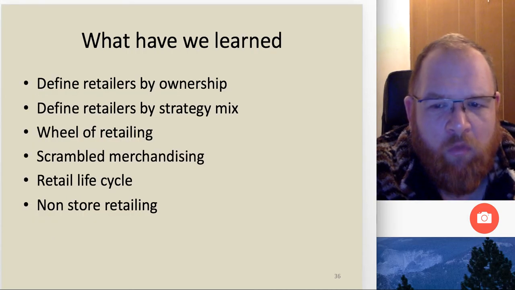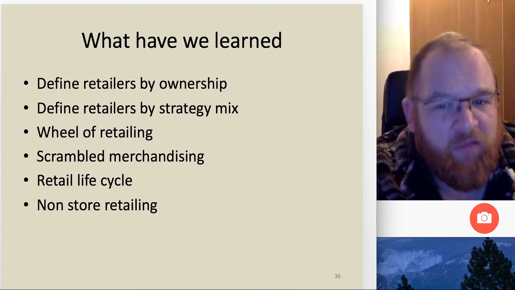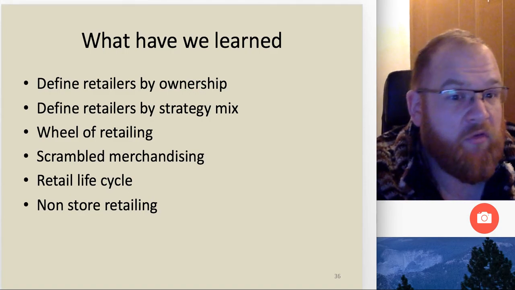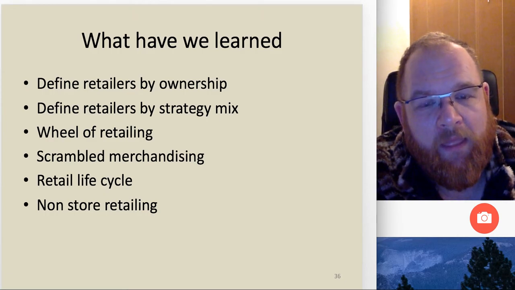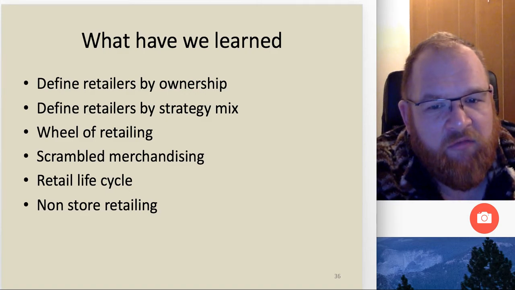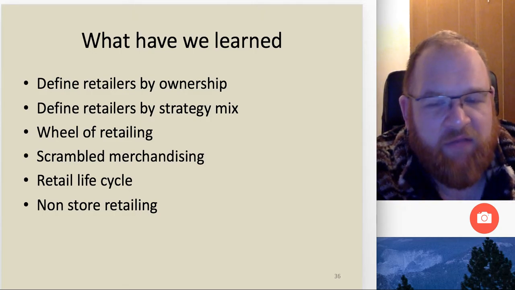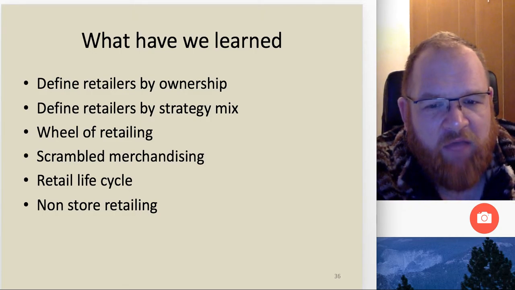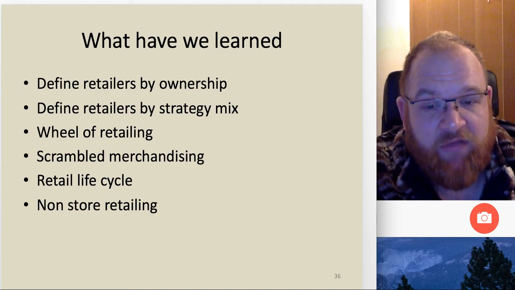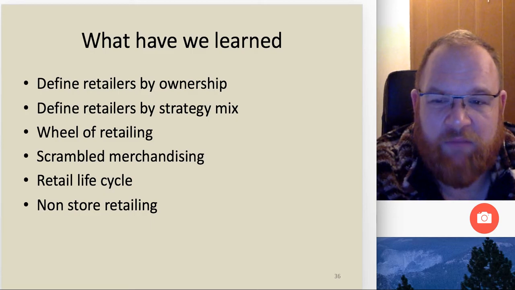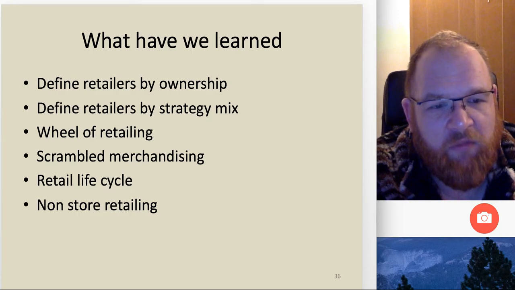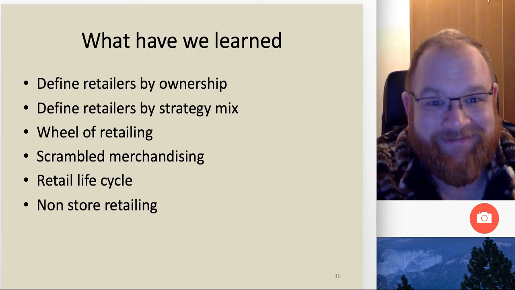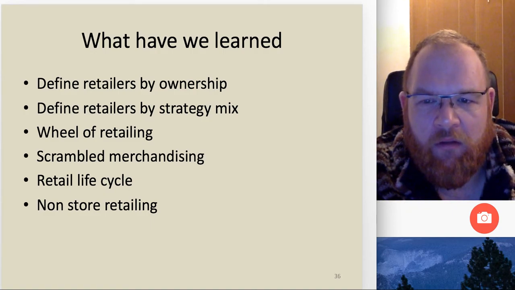So, what have we learned? We've looked at defining retailers by ownership, defining retailers by strategy mix, looked at a wheel of retailing and how different types of products can be grouped together and defined by the level of service and price, so combining different elements together. Looked at how you can add on different merchandising to an existing range, and looked at the retail life cycle as well. We've had a quick look at multi-channel stuff as well. If you want to do more multi-channel stuff, look at my third year multi-channel retailing module. It's a good module.